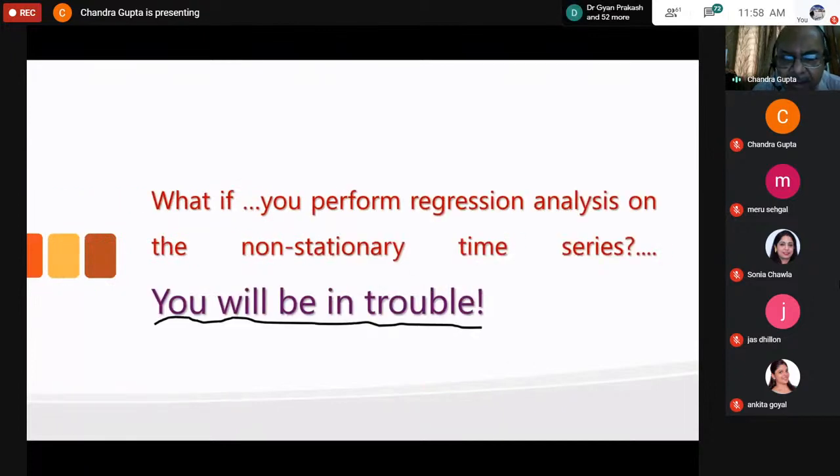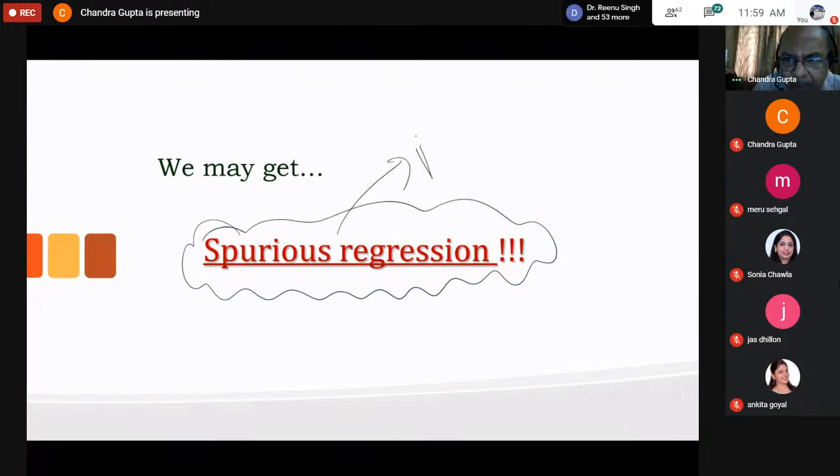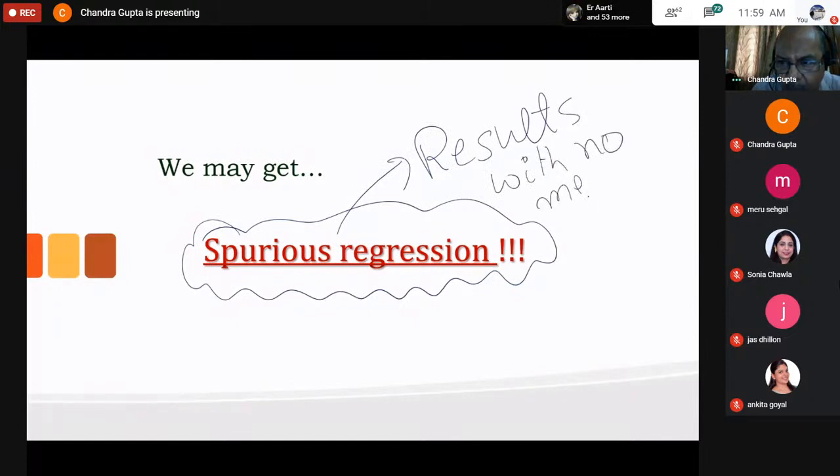What if you perform regression analysis on a non-stationary time series? You'll be in trouble. You will not get the best estimates. You will get what is called a spurious regression. Results with no meaning. Okay, results with not the best estimates, then we say you are going to get some kind of a spurious regression.